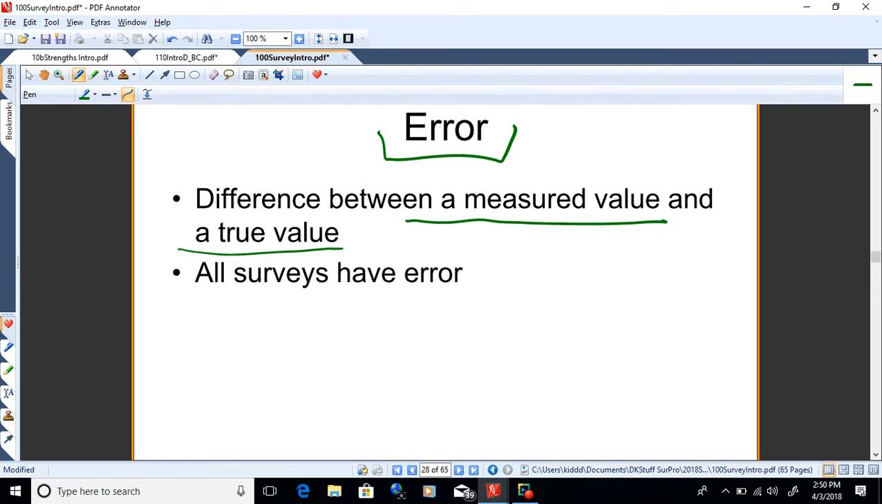Now, all surveys have error. This is an inevitable part of surveying. It always happens. You always have error. What you try and do is know what the sources of error are, minimize them as much as you can, and compensate for it. But anytime you measure something, you're going to have error. You can't get an exact answer. There's just no way, okay?